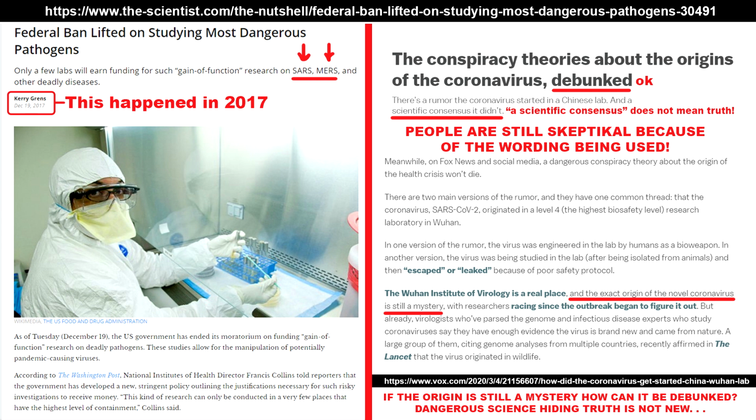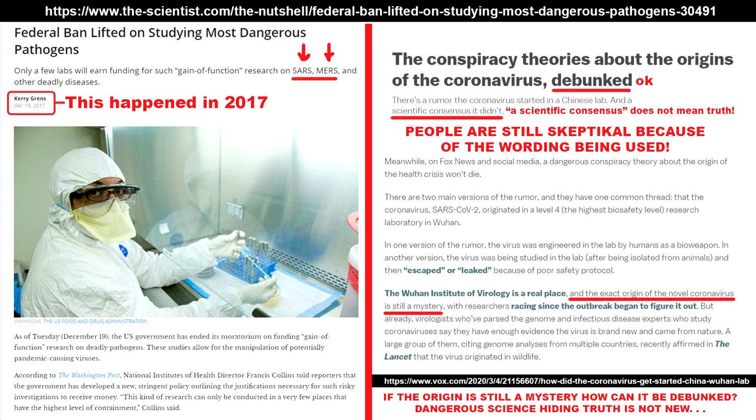So even though there's no way for me personally to say whether it's true or not that it started in a lab, or if it was just somebody fooling around with certain animals and it transmitted, which is possible too, I'm just saying there's room for skepticism, but we don't want to call skepticism truth. Okay? It says the Wuhan Institute of Virology is a real place, and the exact origin of the novel coronavirus is still a mystery. So you see that?